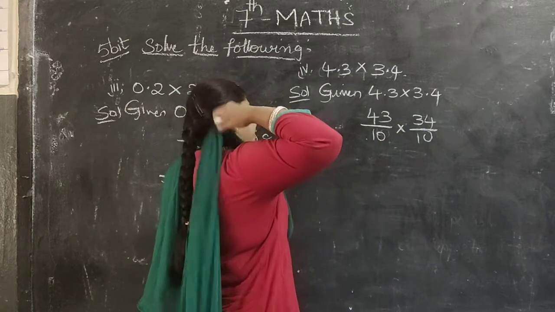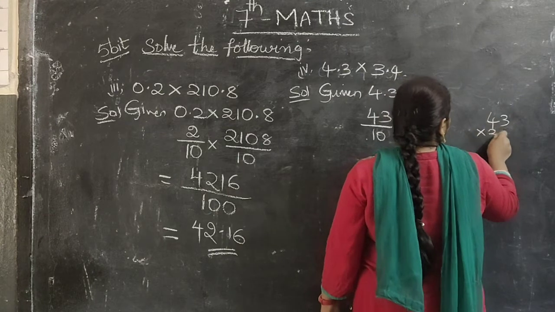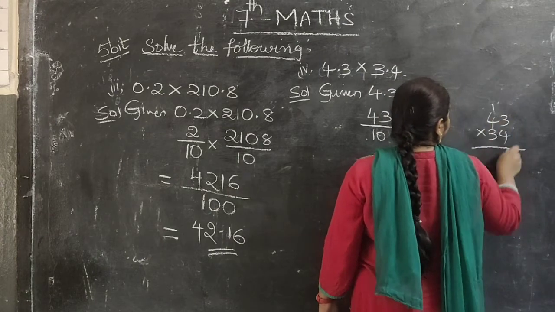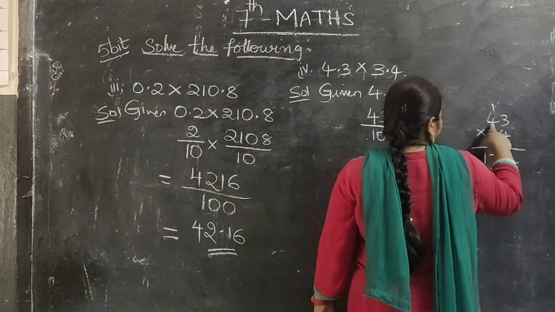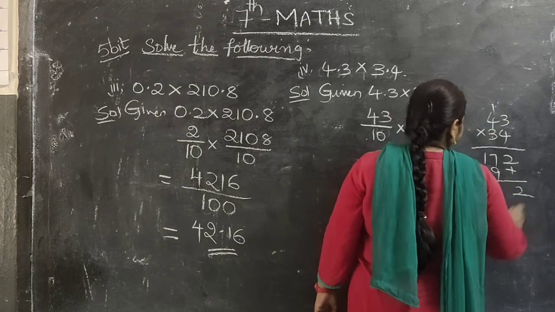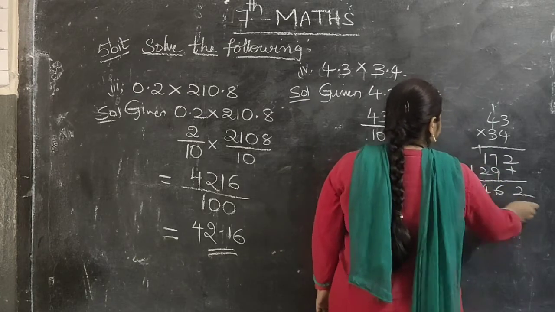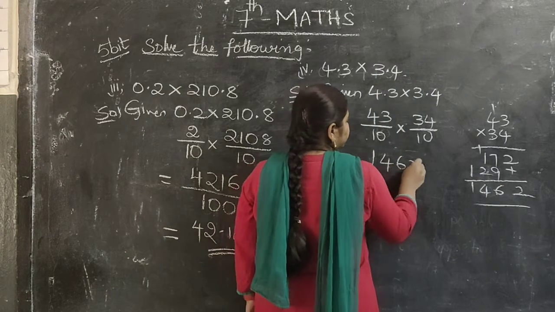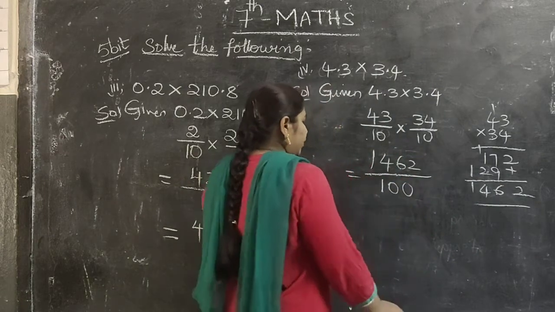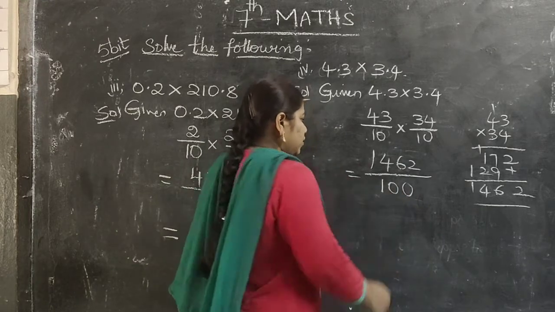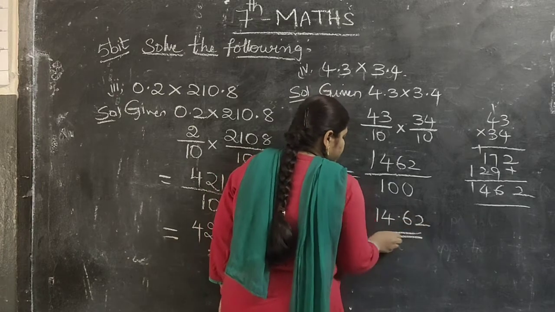Now multiply numerator with numerator, denominator with denominator. 43 into 34. 4 3s are 12, 16, 17, 3 3s are 9, 3 4s are 12. So how much it will be? 1462 by 10 into 10 will be 100. So in denominator you are having two zeros, that is 100. So what will be the result here? 14.62.